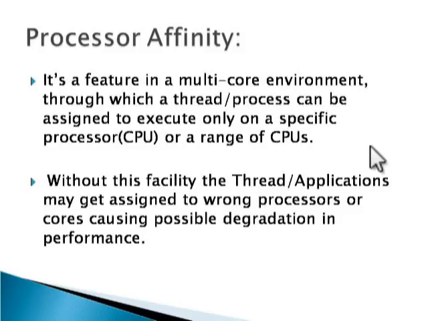Without this facility, the threads or applications may get assigned to the wrong processors or cores, which may lead to possible degradation in performance. So it may be worth considering assigning contention-only threads, that is, threads not sharing any data but needing to use cache, to cores that are not sharing the cache. Also, the data sharing threads can be assigned to cores that are sharing the cache. Also, they can be assigned to the same core.